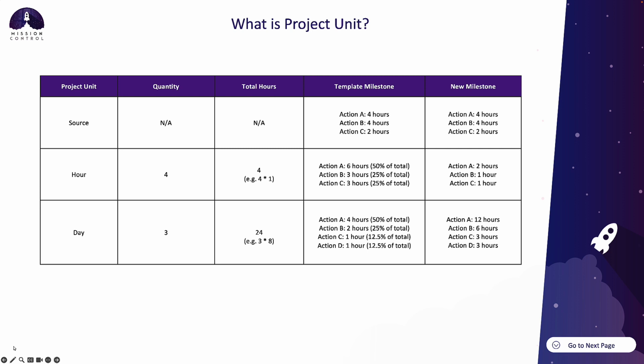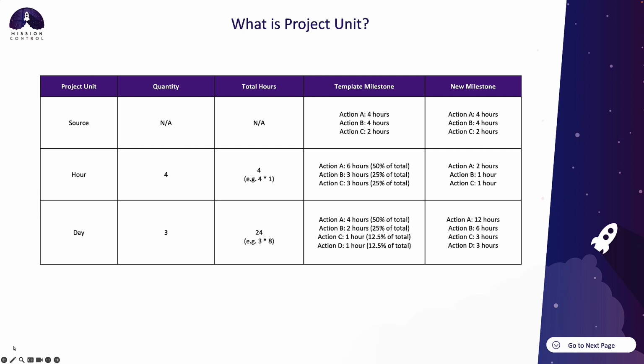Let's start with source. The source value does not take into account the quantity value that you specify on the opportunity line item. What it'll do instead is copy over the exact hours that are specified on the template milestone that you've set on the product object, exactly as it is onto the new milestone. So let's take the example of a template milestone where you've got three actions, 4 hours, 4 hours, and 2 hours respectively. It'll copy over the same amount of hours on the actions that get cloned on the new milestone of the new project. So it'll be 4 hours, 4 hours, and 2 hours respectively.